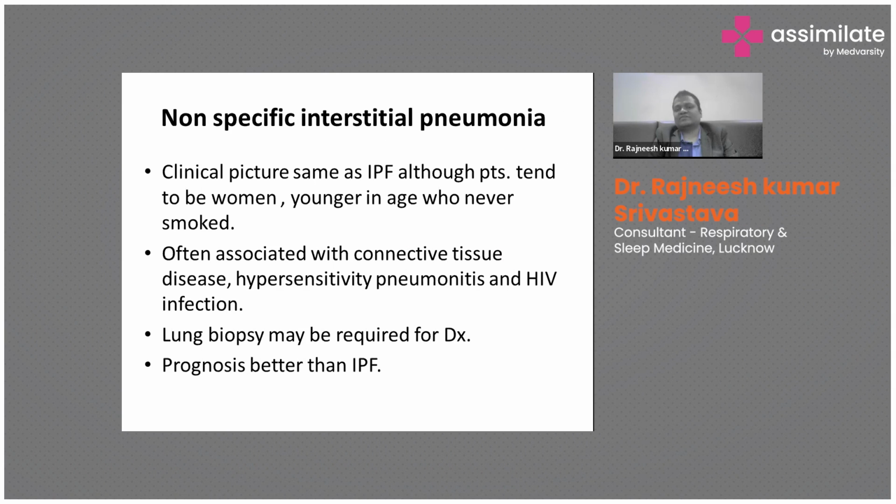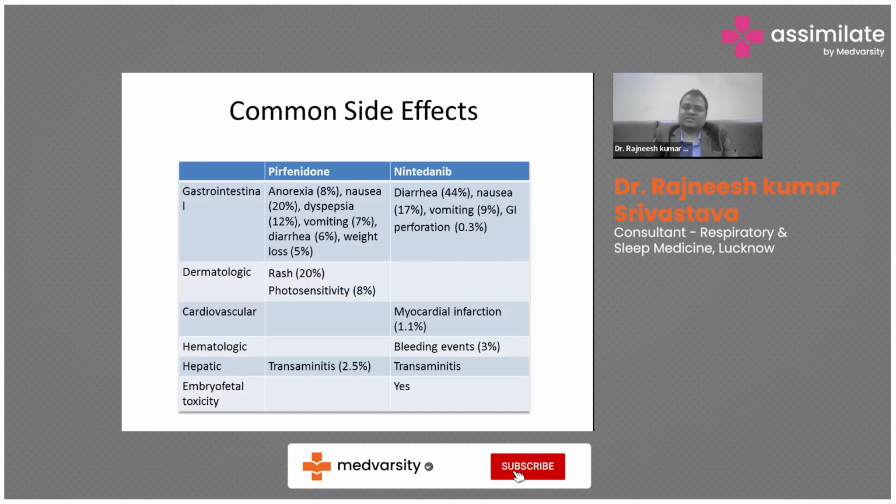NSIP does not have honeycomb. IPF or UIP has honeycomb. This is the main difference in CT. Otherwise, the progression or the behavior of NSIP is similar to IPF. So that's why both are clubbed together in a single category.